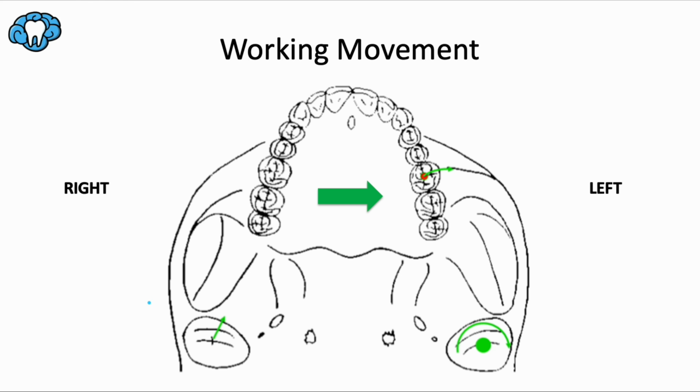Notice what the condyles are doing. Notice how the condyle on the working side pivots or rotates, while the condyle on the balancing side slides down the articular eminence. So ironically, the condyle on the non-working side is doing a little bit more work here, and that's because of the nature of the mandible. It's one bone with two joints that are forced to work together.